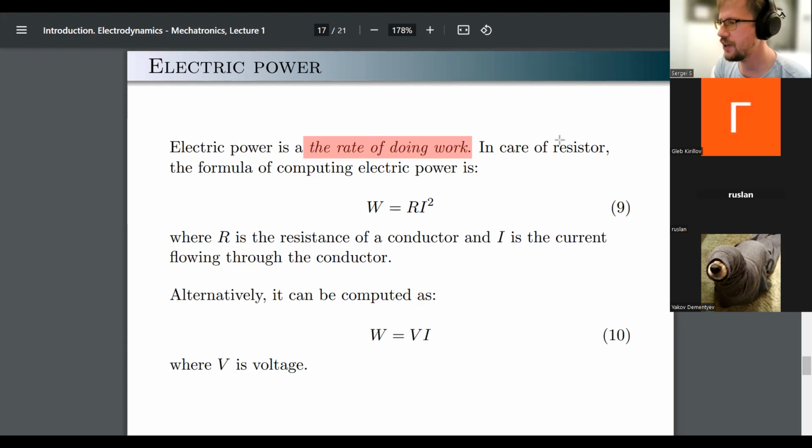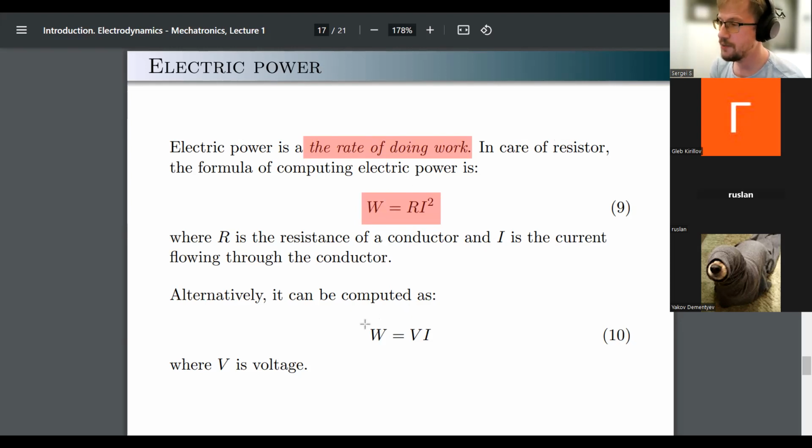Now, in the case of a resistor, the power associated with its work as a resistor, as it conducts current through it, can be written this way: R times I squared. So this is the electrical power for a resistor. We'll demystify this in just a moment, but this is how we compute electrical power for a resistor.